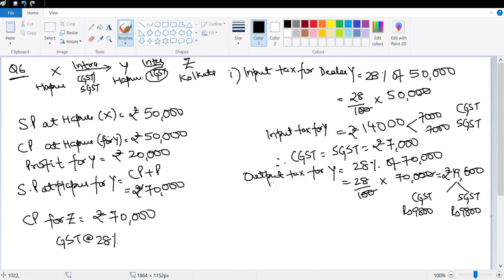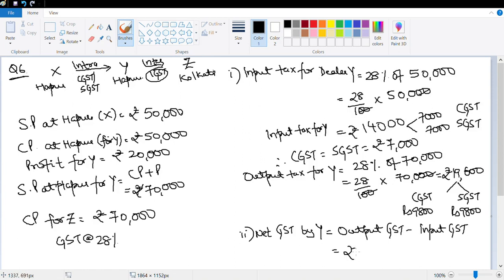Let's look at part 2. Part 2 says net GST payable by dealer Y. So net GST by Y will be equal to output GST minus input GST. So output GST is rupees 19,600 and the input GST is 14,000. So this is equal to rupees 5,600.